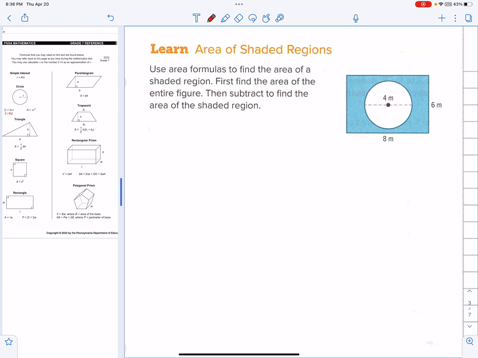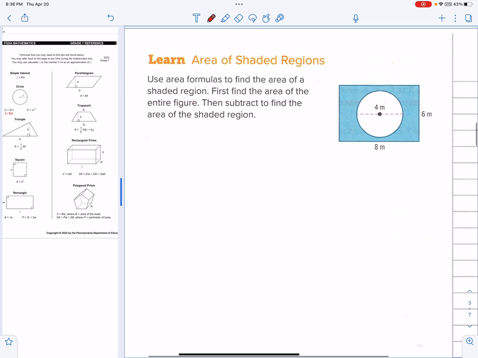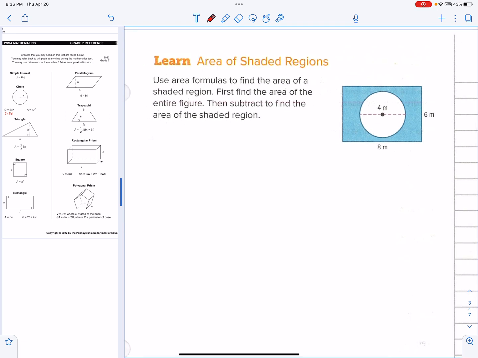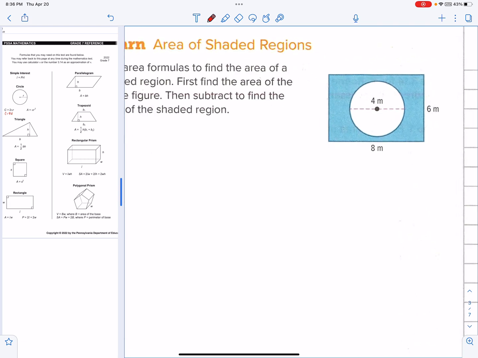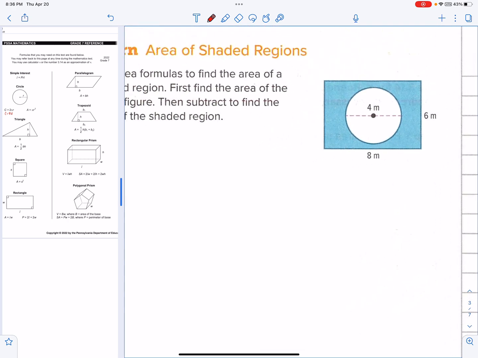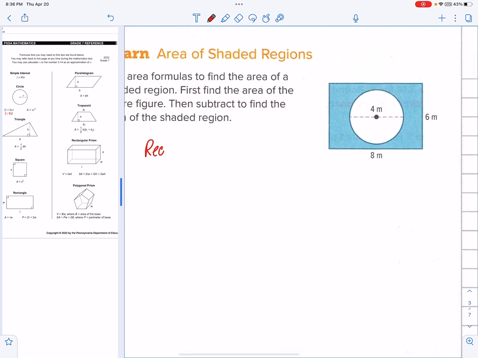Area of shaded region. So we've talked about this before. We can find the area of the whole thing, find the area of the circle, and then subtract out the circle. Okay. So let's go ahead and find the area of the rectangle first. So let's do our rectangle. We know area is base times height for our rectangle, okay, or just length times width, okay.